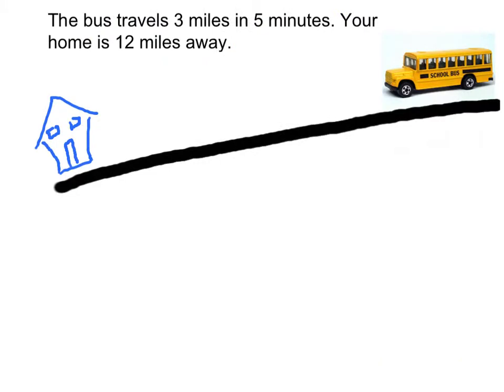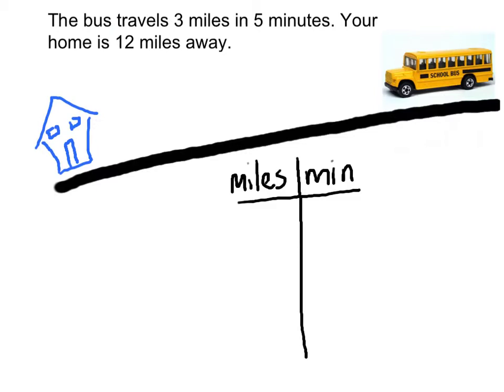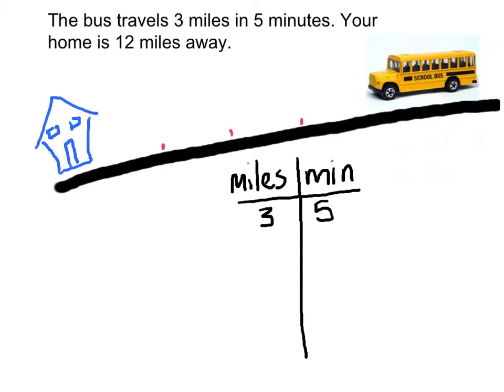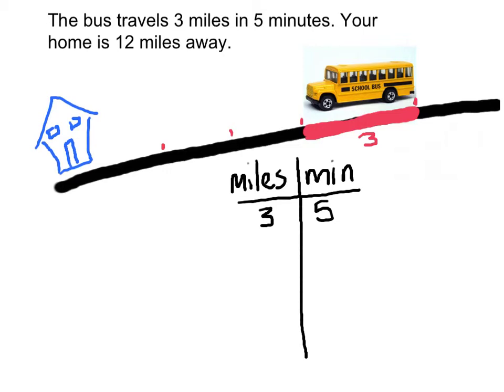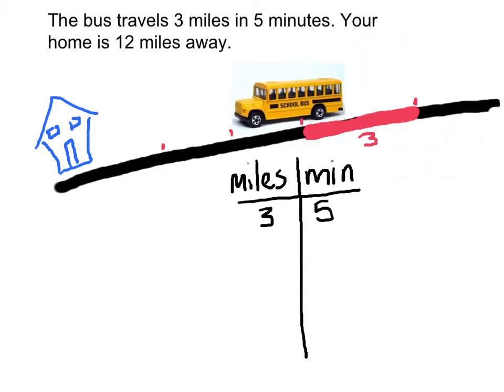Here's another example of a rate problem. The school bus travels 3 miles in 5 minutes, and your home is 12 miles away. How long is it going to take to get you home? I'm going to use a vertical rate table this time. So we already know that the bus travels 3 miles in 5 minutes. And then after another 5 minutes, it'll go another 3 miles. So it's gone now 6 miles in 10 minutes.